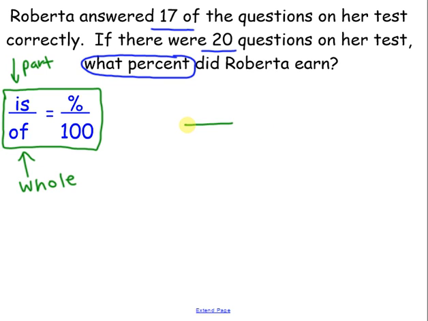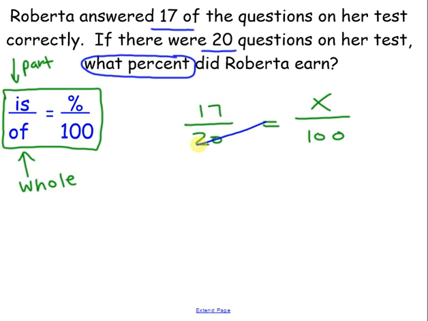All right, set up your fraction bar, set them equal to each other. Our freebie is still 100. We do not have a percent. That's where our x goes. Now, where does the 17 and the 20 go? Let's take a look. Roberta answered 17 of the questions on her test correctly. If there were 20 questions on the test, what percentage did Roberta earn? What is the whole? Well, if you said 20, you're right. 20 is the complete number of test questions. What's the part? 17, because that's the part that she got correct.